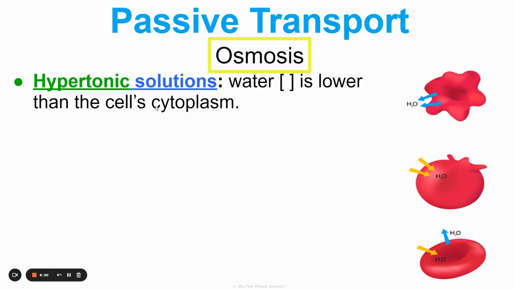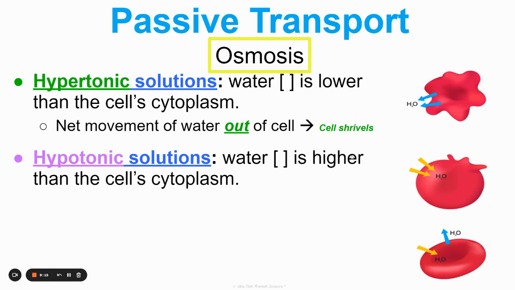So if we're putting a cell into a solution that is hypertonic, it means that the concentration of water is lower than the cell's cytoplasm. Or another way to think about that is there's more stuff outside the cell than inside the cell. Water is going to want to leave that cell and it's going to shrink.